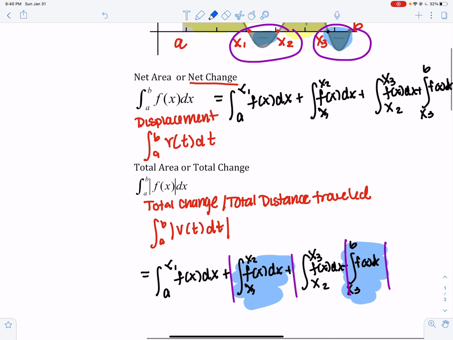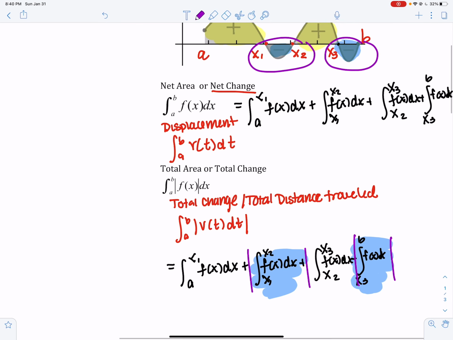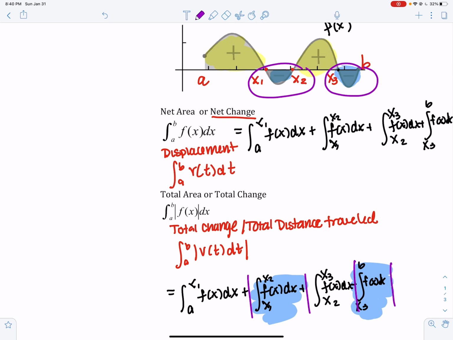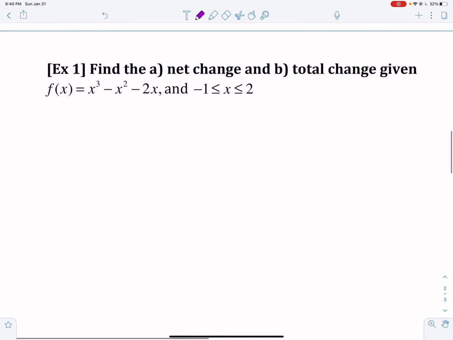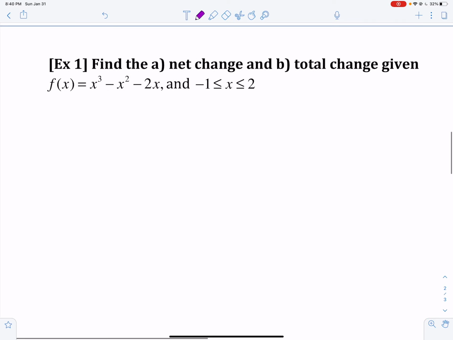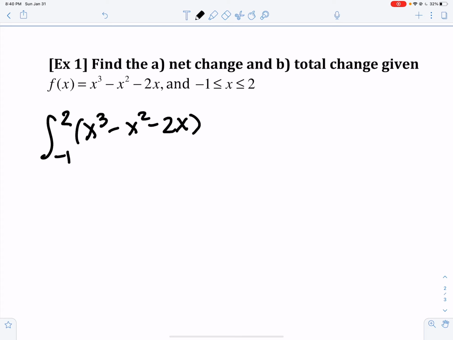Okay. So let's do some examples of where you have to do this. Notice, knowing the zeros is important. All right, next page. Let's say you want the net change and the total change. So let's do the net change. Just take the integral from -1 to 2 of x cubed minus x squared minus 2x with respect to x.